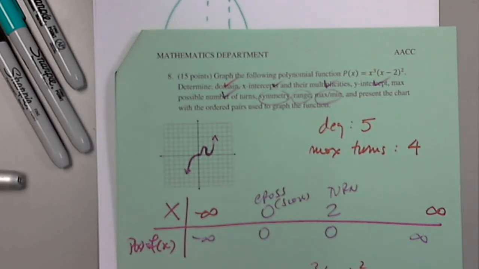And I'm going to choose the viewing window because I already have the graph: negative 5, 5 with a scale of 1, and negative 2, 5 with a scale of 1. And I'm going to hit graph.